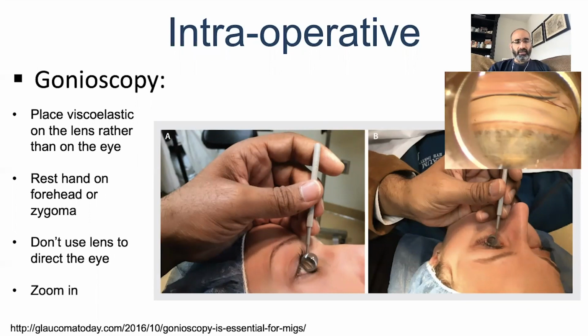I also want to mention that when you're placing viscoelastic on the cornea, there's a tendency to overuse it before coupling the gonioscopy lens on top of the viscoelastic.